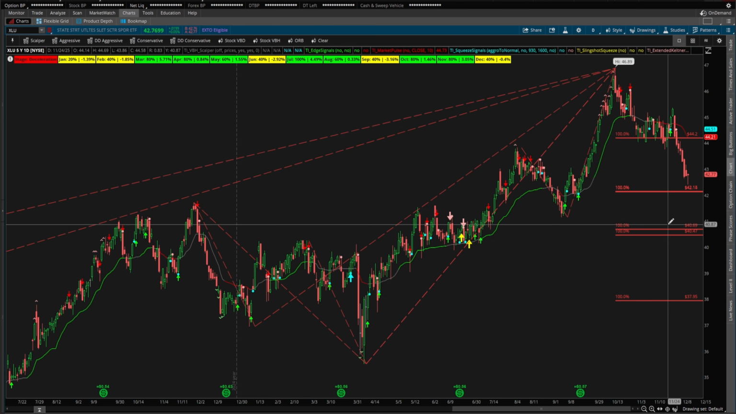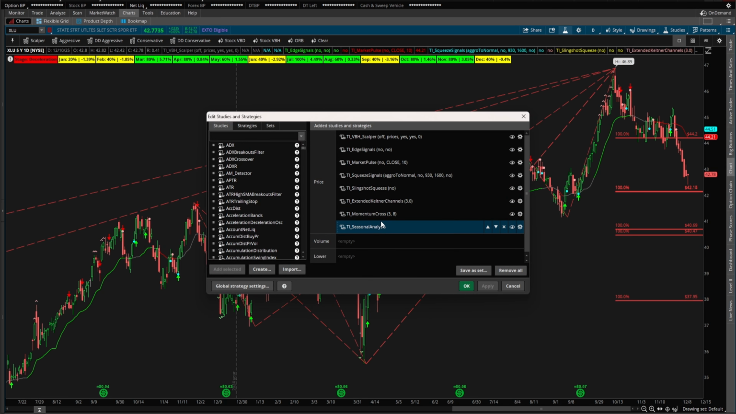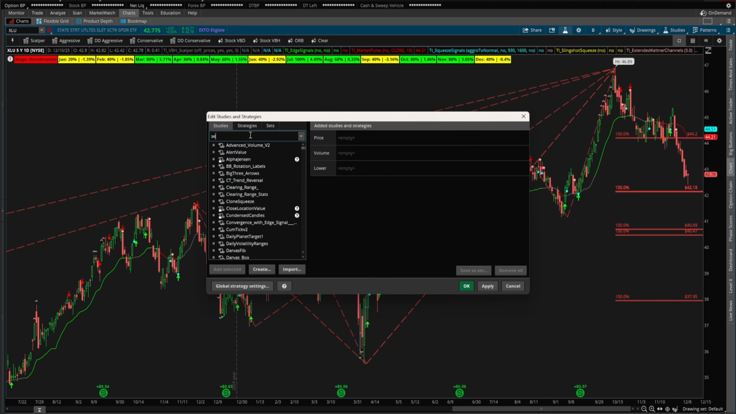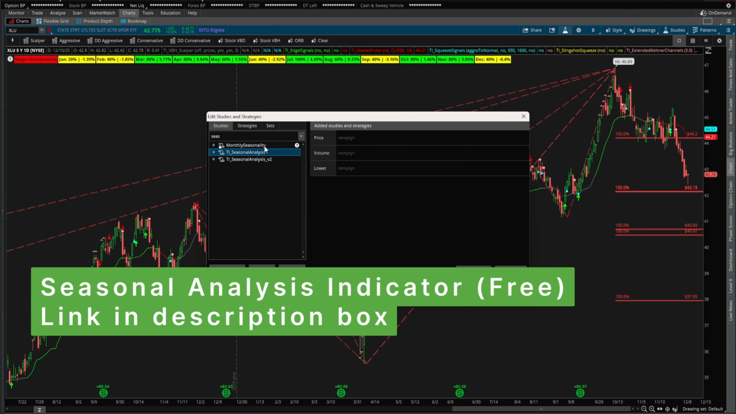Now that alone doesn't give us enough confidence or clues to just place blind orders, not for me at least. I want to see some more clues, some more confirmations. For that, I've layered in our seasonal analysis indicator. In fact, I can just add in that indicator so we can keep our charts nice and clean right now.